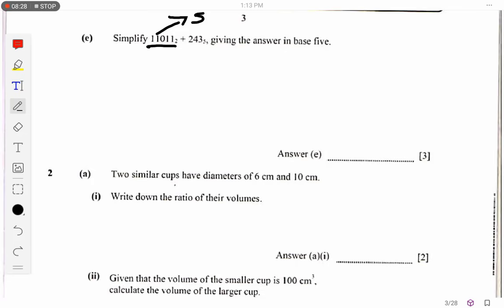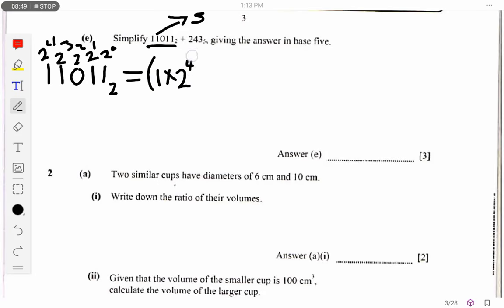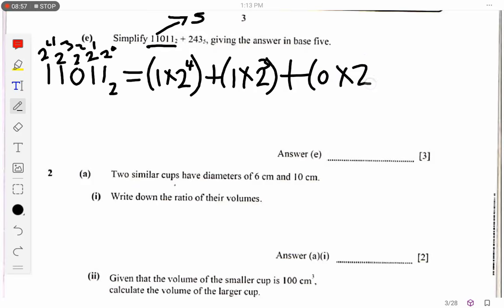Okay, so here is how we go to base 10. We say 11011 base 2. You raise the base to the power: 2 to the power of 0 here, 2 to the power of 1, 2 to the power of 2, 2 to the power of 3, and 2 to the power of 4, like that. So this is going to be equal. We are expanding 1 times 2 to the power of 4 plus 1 times 2 to the power of 3 plus 0 times 2 to the power of 2 plus 1 times 2 to the power of 1 plus lastly 1 times 2 to the power of 0, like that.